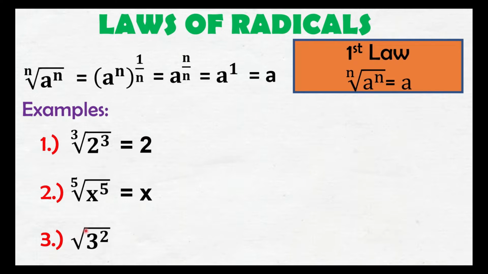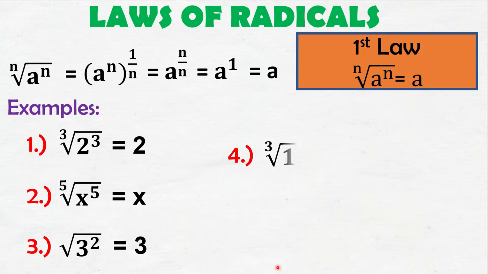Example number 3 is square root of 3 square. So, dito hindi na natin nakikita yung index, diba? Kagaya sinabi ko dati na kapag wala tayong nakikitang index dyan, automatic is 2 yung index nyan. So, ibig sabihin nyan, 2 yung index at equal siya dun sa exponent natin na 2. So, by first law, tatanggalin lang natin yan. So, yung magiging answer lang natin dyan ay 3.